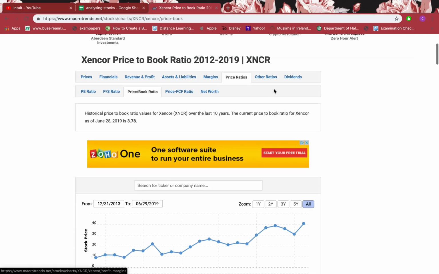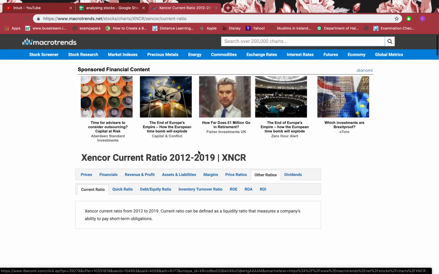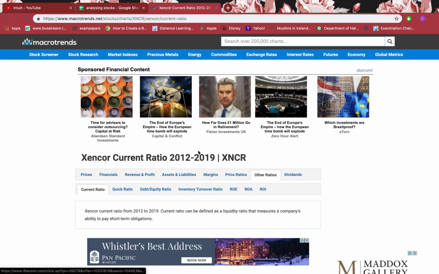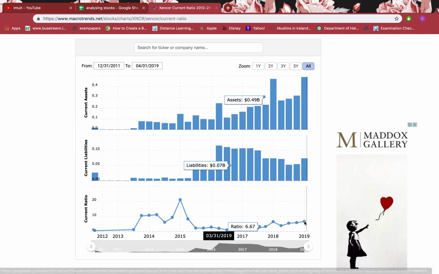And let's see the other ratios. The current ratio should be 1.5 or more for it to have a good margin of safety. If it's 1, that means the assets and liabilities are the same, which is good. But if it's 1.5, then that means that the assets are quite a lot more than liabilities. So there's a lot of margin of safety. The stock is quite secure. So let's see if it is.